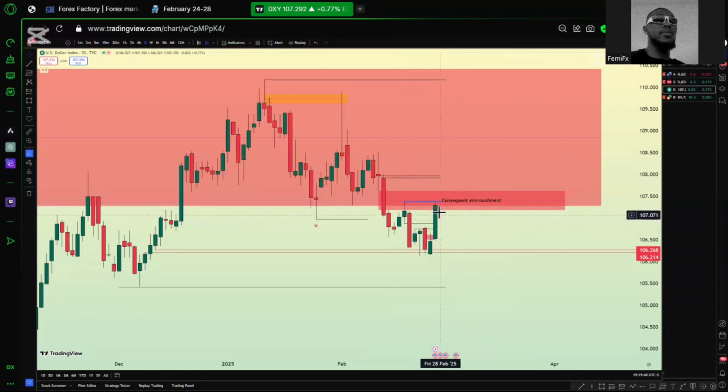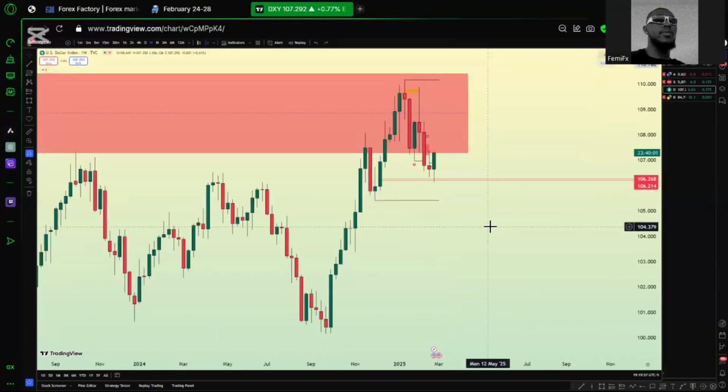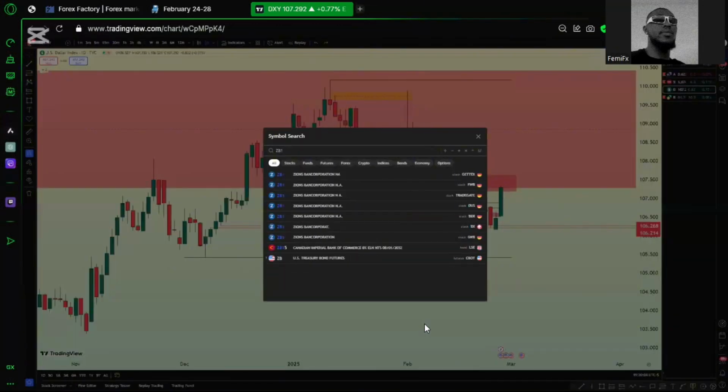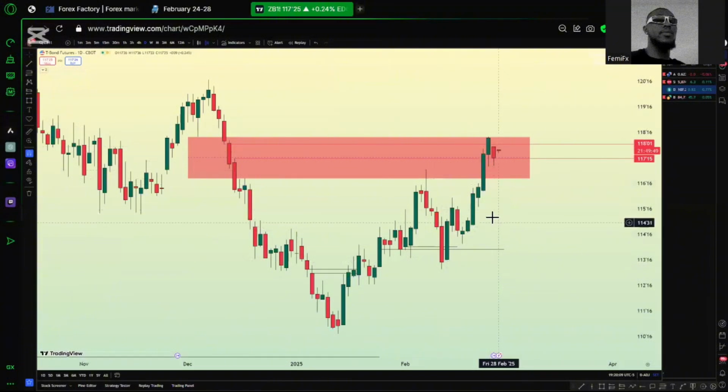Now that we know we're leaning towards higher prices for DXY, what are you going to take with that for ZB? You want to see lower prices for ZB. Let's just type in ZB, treasury bonds, and see lower prices basically.